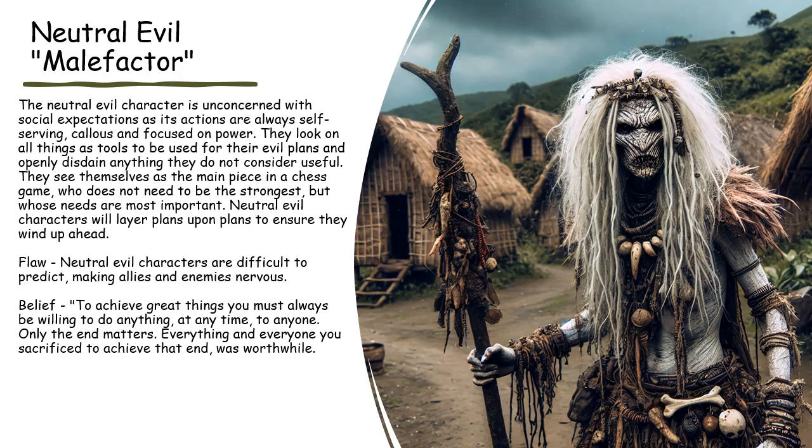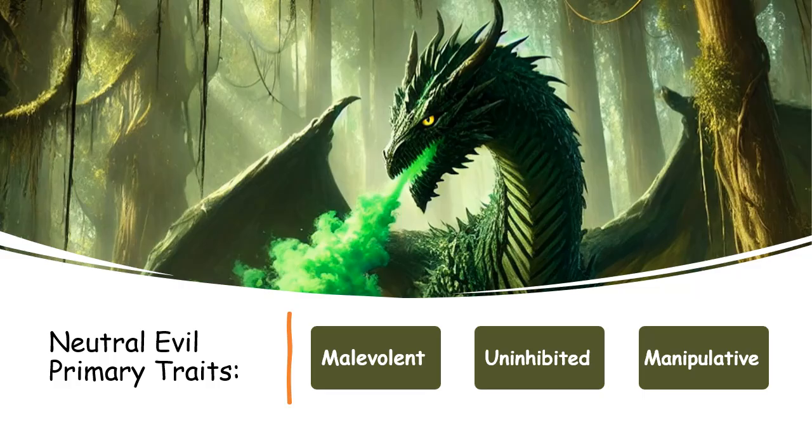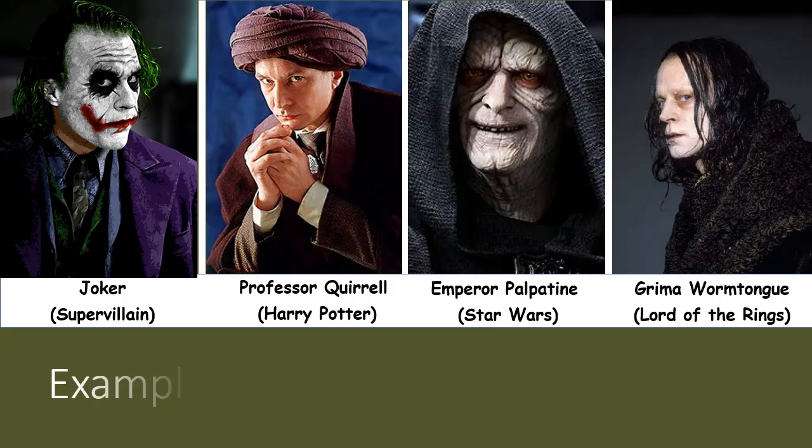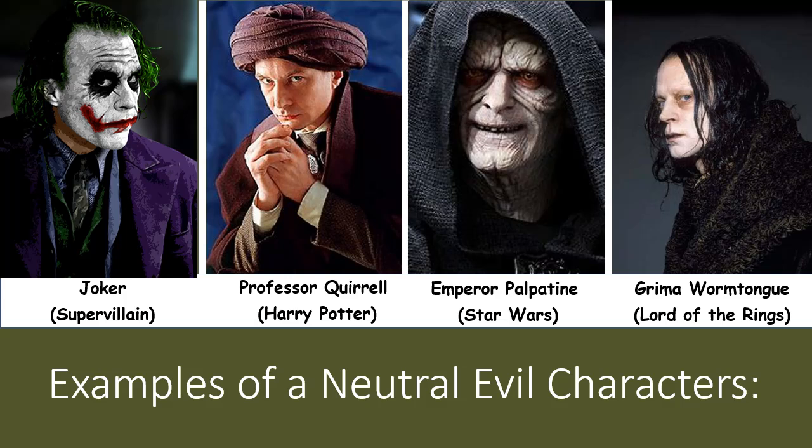Flaw. Neutral evil characters are difficult to predict, making allies and enemies nervous. Belief. To achieve great things, you must always be willing to do anything, at any time, to anyone. Only the end matters. Everything and everyone you sacrifice to achieve that end was worthwhile. Neutral evil primary traits are malevolent, uninhibited, and manipulative. Examples of neutral evil characters are Joker, Professor Quirrell, Emperor Palpatine, and Grima Wormtongue.